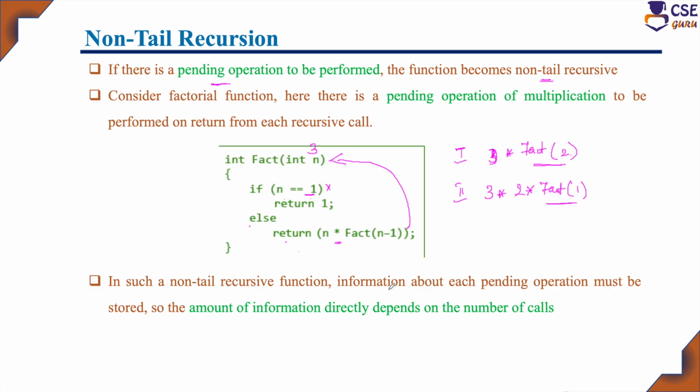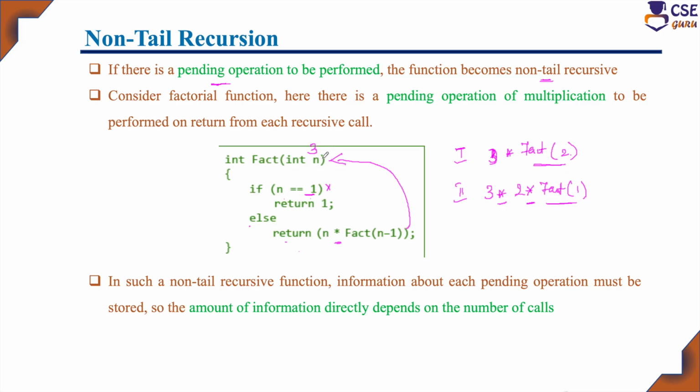Now this is a recursive call with n value 1. So when this recursive call is made, a pending multiplication operation is there. The multiplication is not completed when the recursive call returns to the called function. Okay, here the called function is the same function. The calling function and the called function are both the same function.